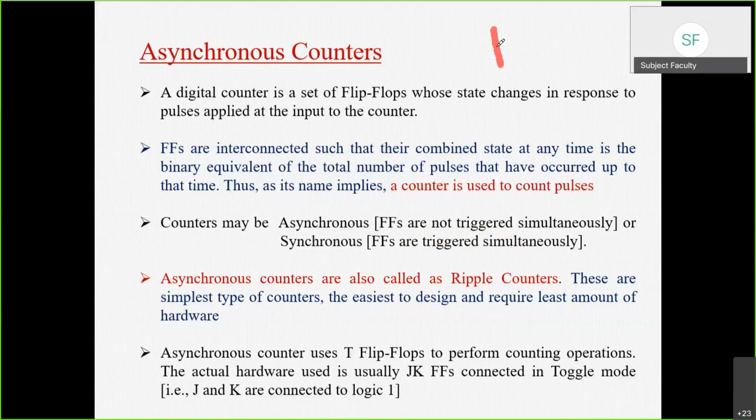Suppose let's assume one T flip-flop, just for the sake of understanding. One block I am drawing, and it is, let's say, a T flip-flop. How many inputs are there for a T flip-flop, and how many outputs? Reply. T flip-flop, how many inputs and how many outputs will be there? Yes.